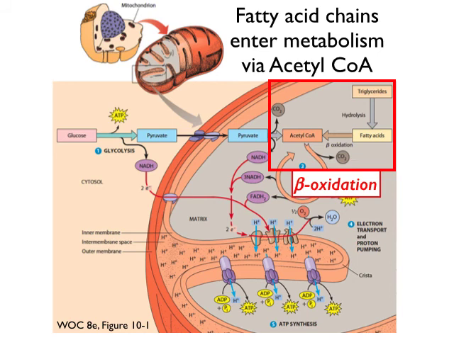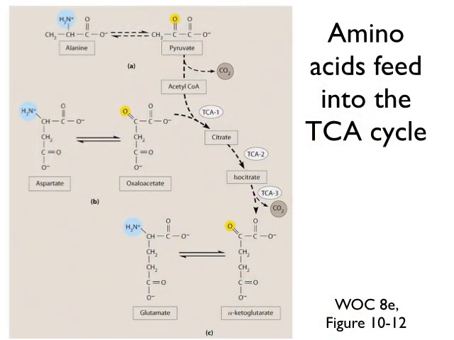Another set of important metabolites we get through our diet are amino acids, and they also feed in at this level at the Krebs cycle. And you can see that here. This is figure 10.12 from your text. And what this shows is the pathways whereby several amino acids feed into various components of the Krebs cycle.